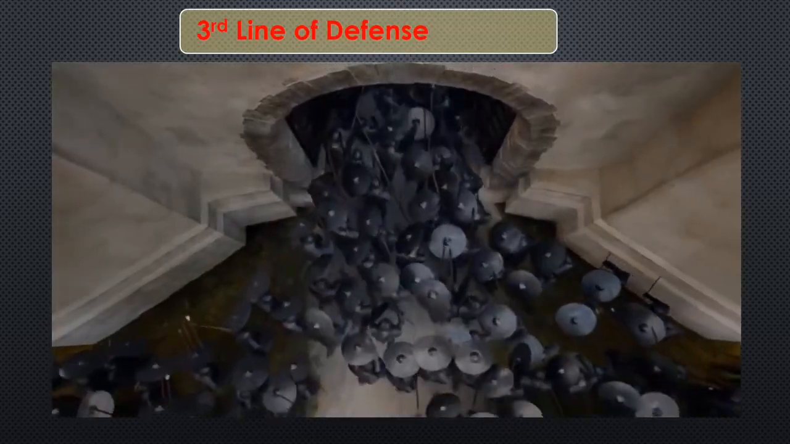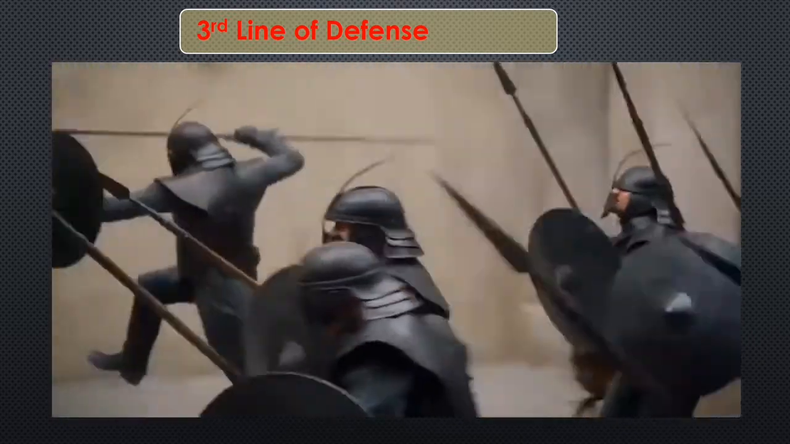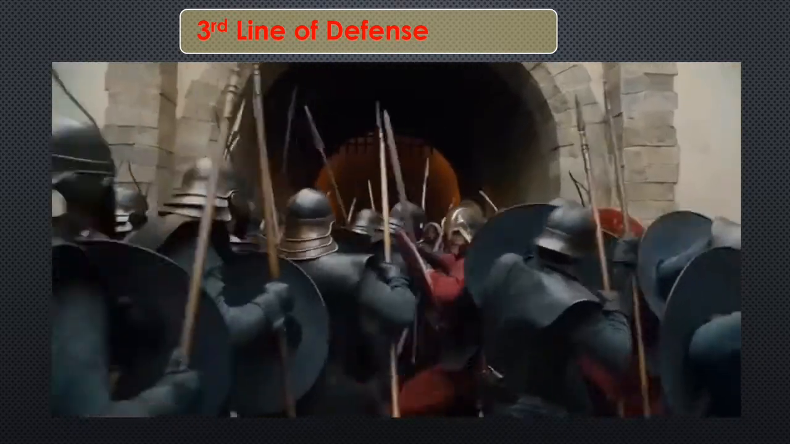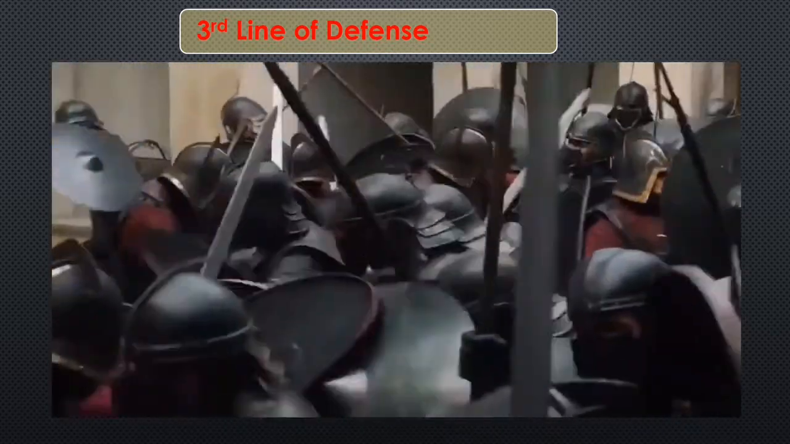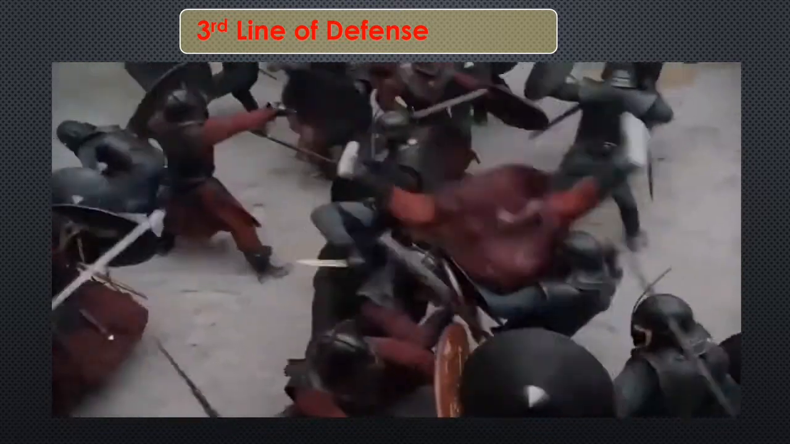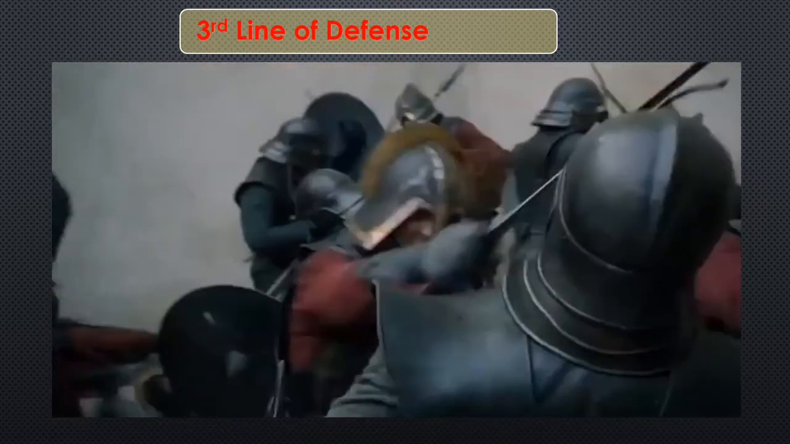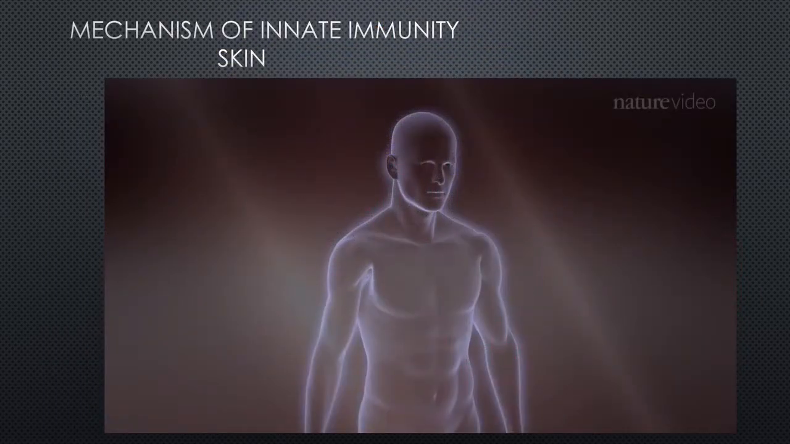And again, by analogy, the breach of the kingdom wall and the failure of the ammunition and the logistics will lead to a man-to-man combat, which is highly comparable to the role of the lymphocytes and neutrophils that will lead to a cell-to-cell encounter. The mechanism of innate immunity, the skin.